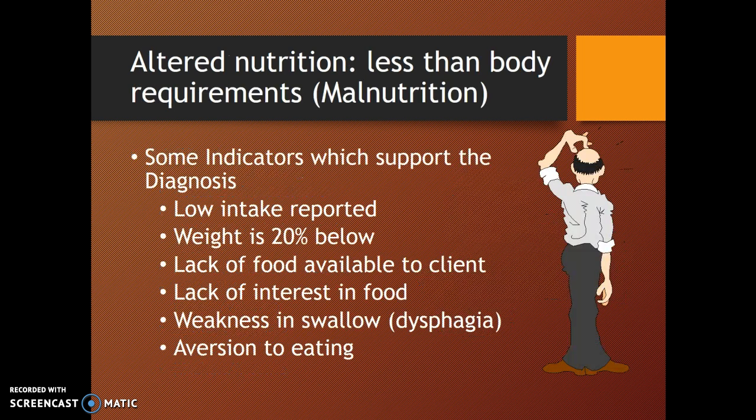If you have a patient who has a body requirement with an altered nutritional status, so in other words, they are looking malnourished or underweight, we need to take a look at why this is happening. Is it that they don't have access to cook their food? They don't have access to get food? Maybe it is a psychological problem and they don't have an interest in eating.